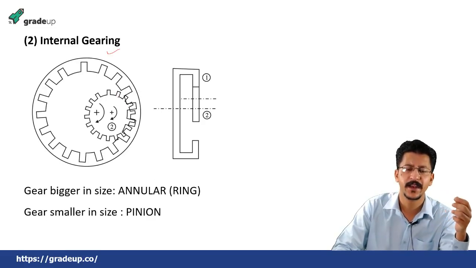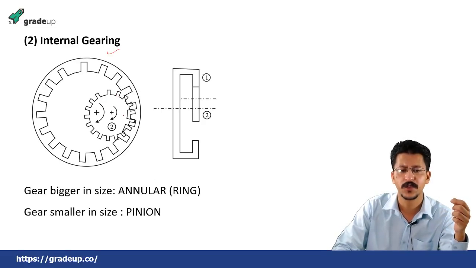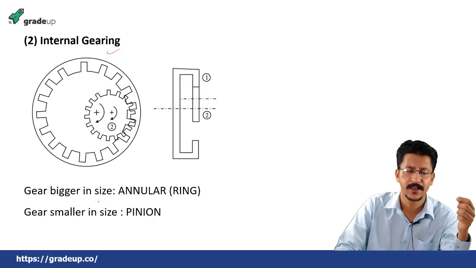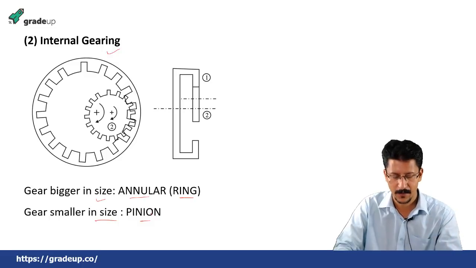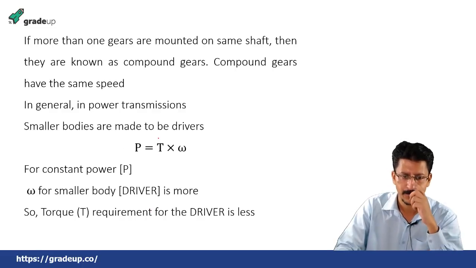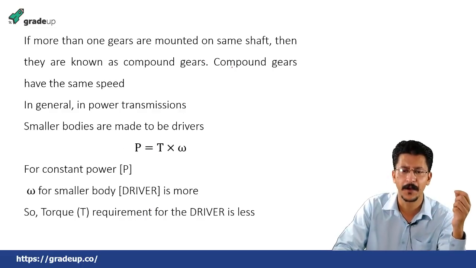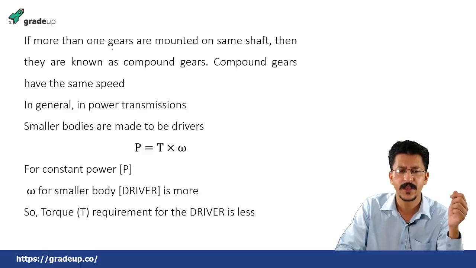Next is internal gearing. When the two gears mate internally, means one gear is internal to the other, then it is known as internal gearing. In this case, the gear which is bigger in size is known as annular or ring, and the gear which is smaller in size is known as pinion. Next comes the concept of compound gears. If more than one gear is mounted on the same shaft, then they are known as compound gears.